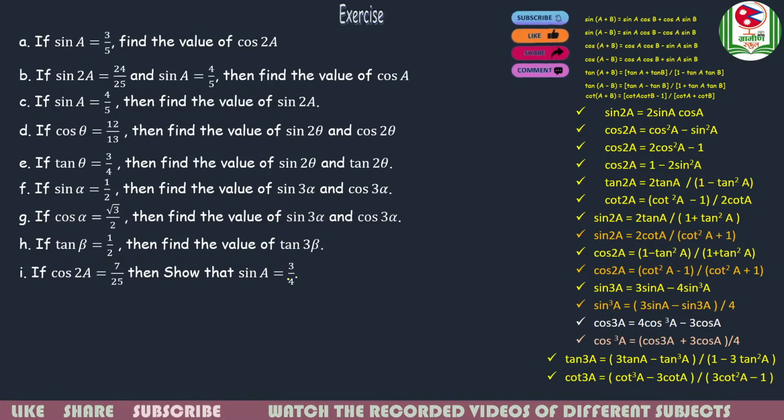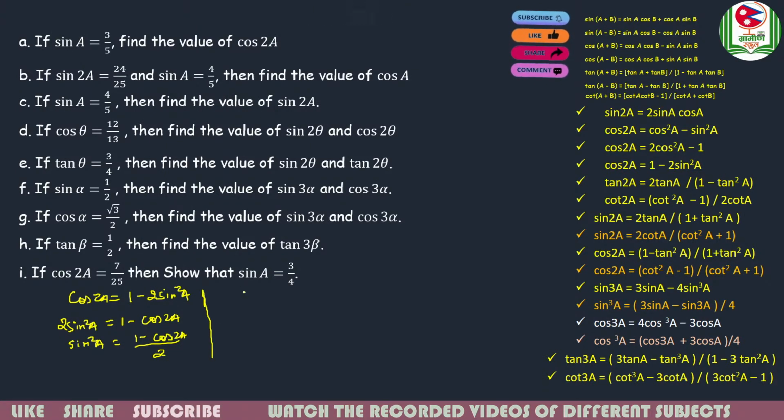Here you can see that we have given cos 2A equals 7 by 25 and sin A equals 3 by 4. So what we will do here, we have the formula cos 2A equals 1 minus 2 sin square A. So we can write 2 sin square A equals 1 minus cos 2A. So here sin square A equals 1 minus cos 2A upon 2.